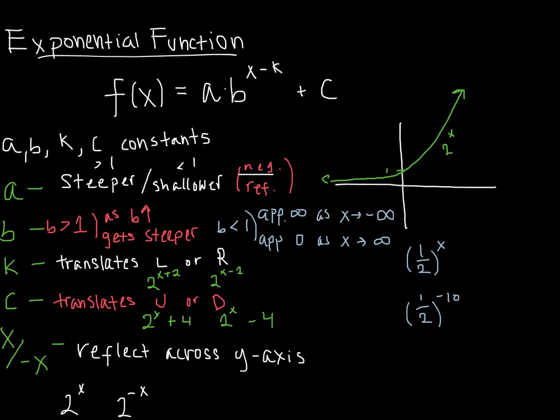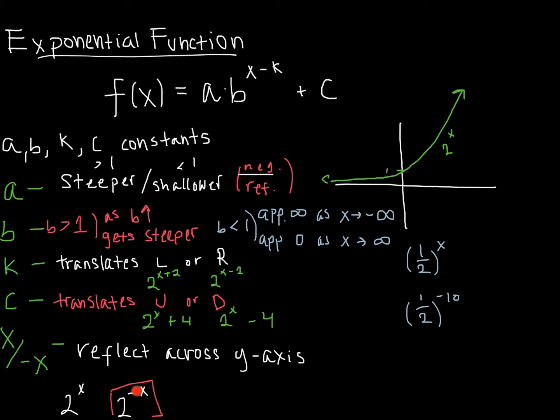Okay, the difference between having x be positive and x be negative is a reflection. All it does is reflect across the y-axis. And to help you see this, you should graph both 2 to the x and 2 to the negative x. And you'll see how this changes. And I will actually go through this kind of quickly here. So I'm going to graph 2 to the negative x in red.